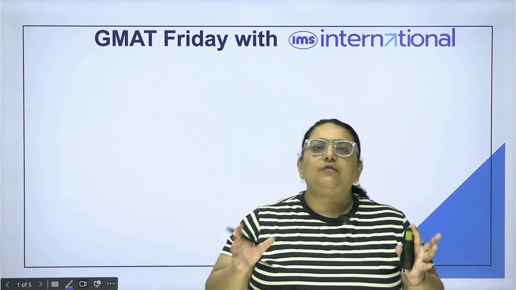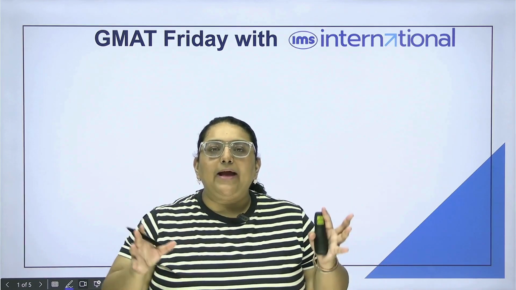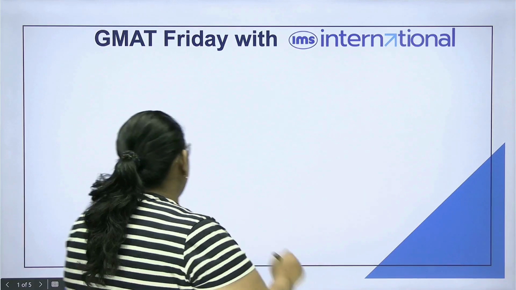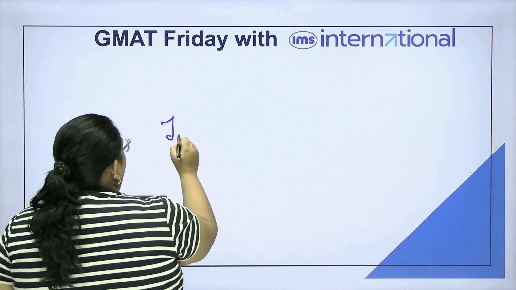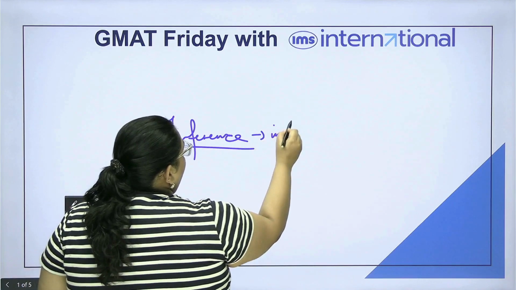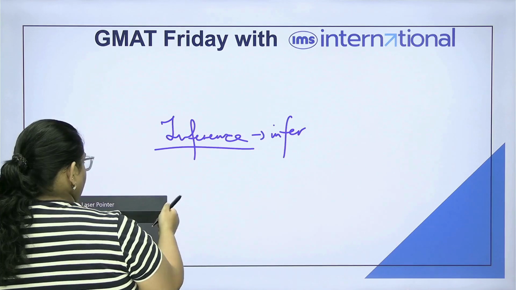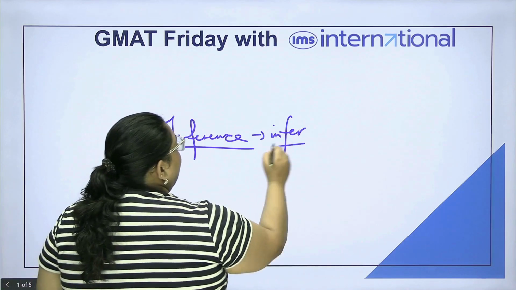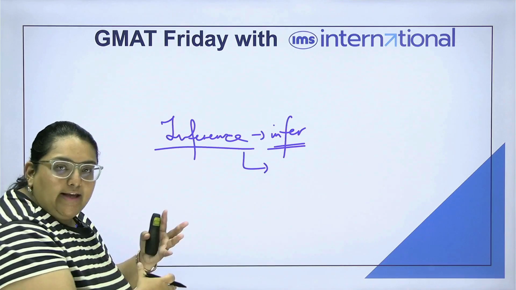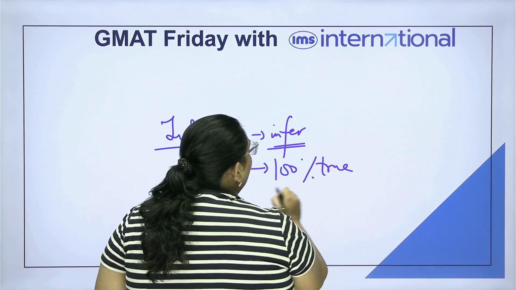Today we are going to solve a critical reasoning question of the inference type. Now what do we mean by inference, or what do we have to do on the inference question? As the name suggests, inference. What do we mean by inference? Inference means what can we infer from the information, or what is the inference that we can draw that is 100% true.